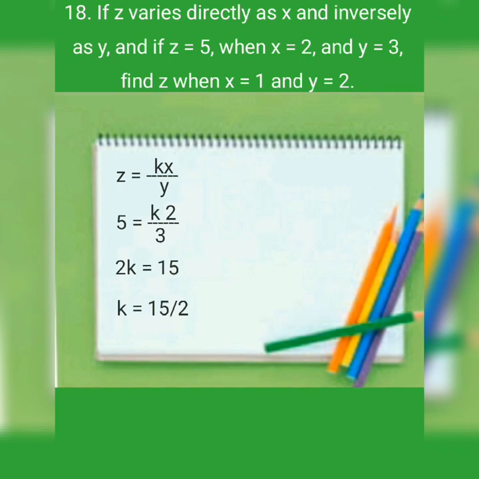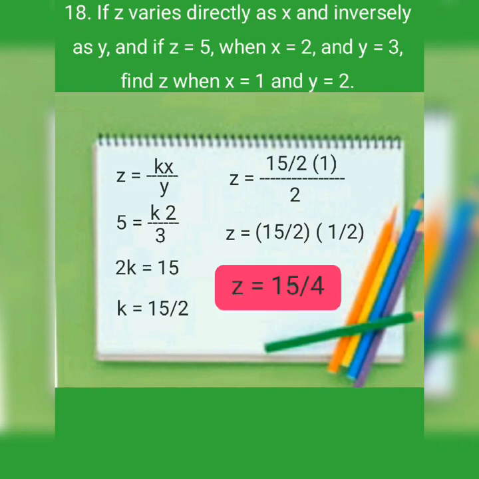To find z when x is equal to 1 and y is equal to 2, substitute 15/2 to k. So, we have z is equal to 15/2 times 1 all over 2, which is equal to 15/2 times the reciprocal of the denominator, which is 1/2. Z is equal to 15 over 4.